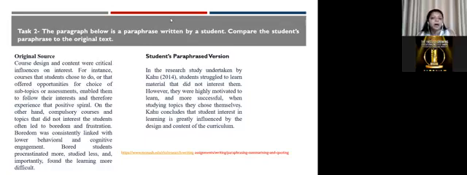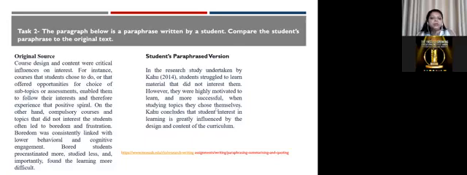Okay. However, they were highly motivated to learn and more successful when studying topics they chose themselves. Here it has mostly come like a summary, because they have removed the examples and all that. For example, if you are paraphrasing this, you can include this thing about compulsory courses and optional courses. So you can include a sentence about compulsory and optional courses. Okay, so this is how you write the paraphrased version.